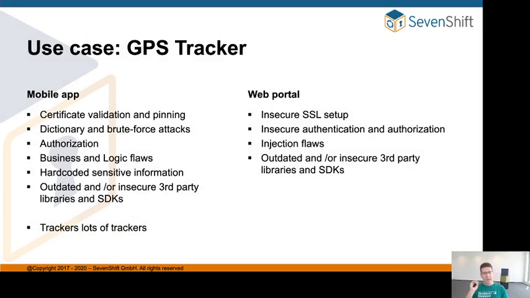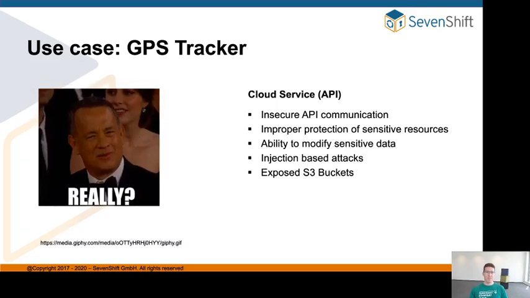Web portals tend to have insecure SSL setup. They have problems with authentication and authorization, for example, dictionary attacks. Injection flaws are your typical cross-site scripting, and often using insecure third-party libraries. These tend to be JavaScript. There are too many people using old versions of jQuery in their devices. Please, please, please use an updated version.